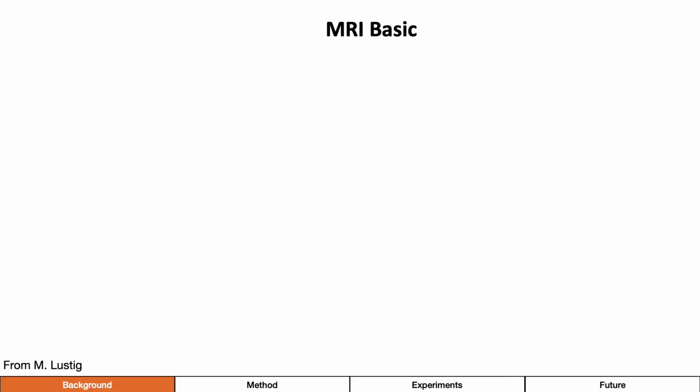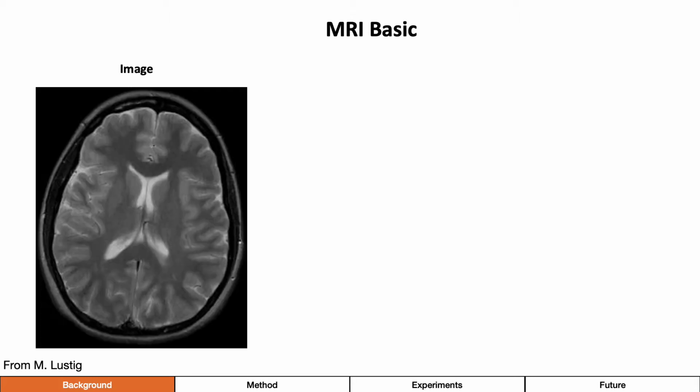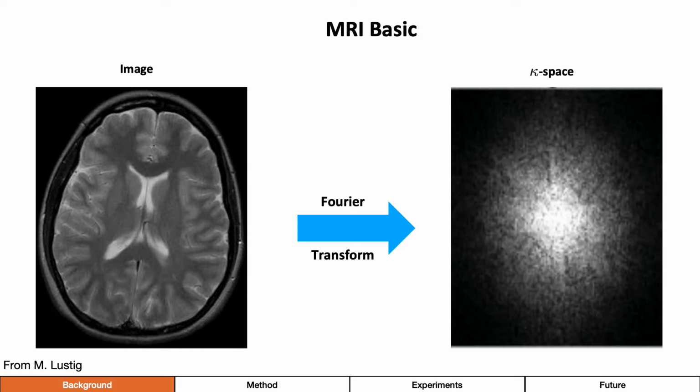Magnetic resonance imaging, or MRI, is a common medical imaging technique. It generates images by taking measurements in the Fourier K-space. K-space is an array of numbers representing the spatial frequency information of an object.